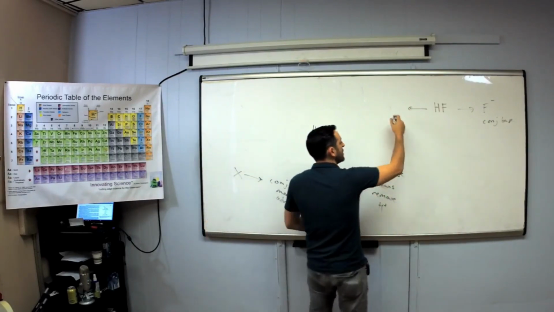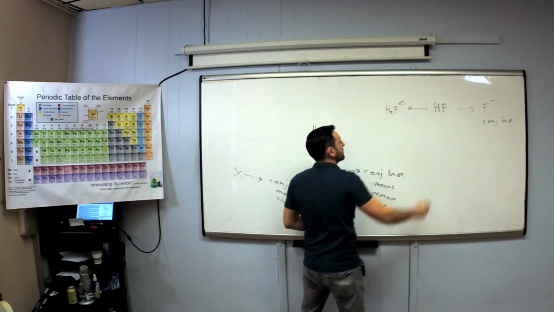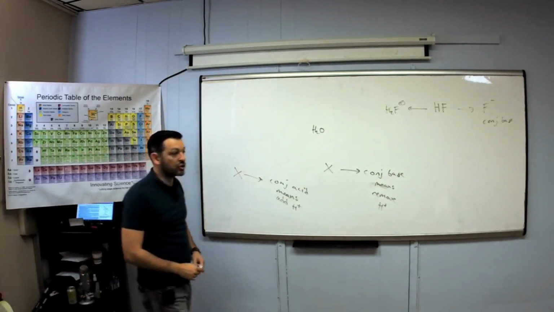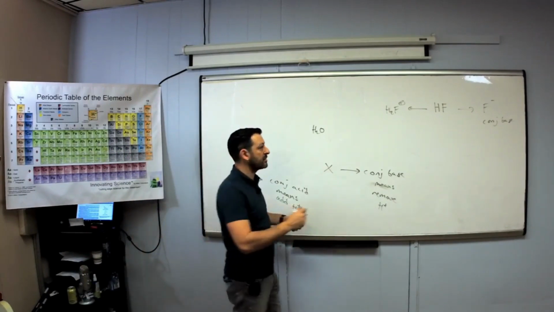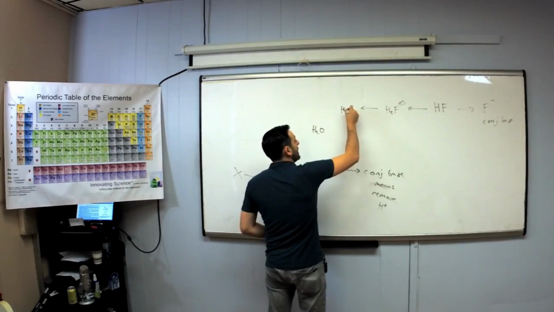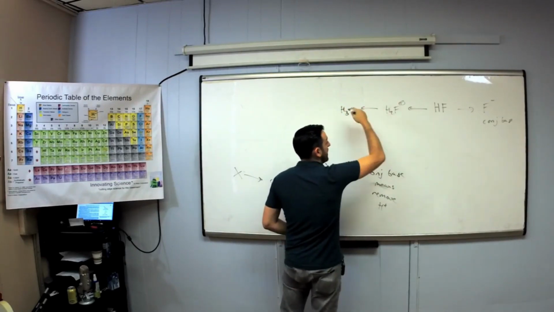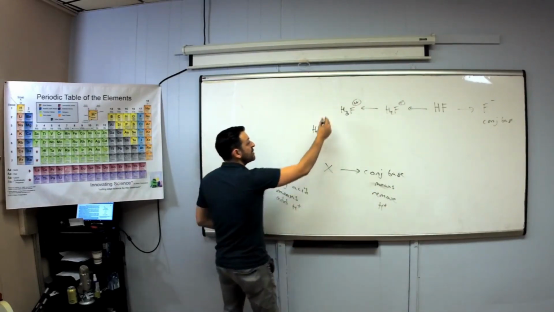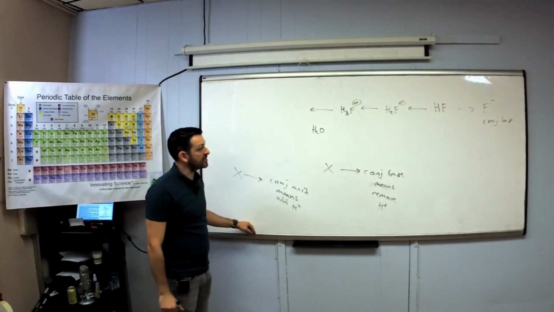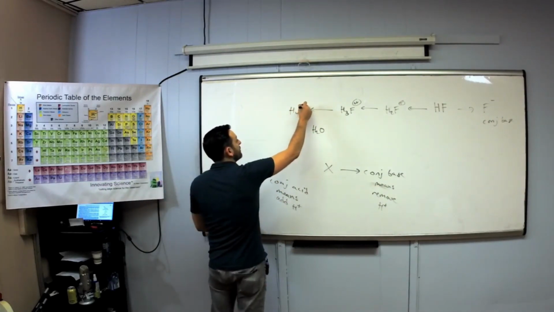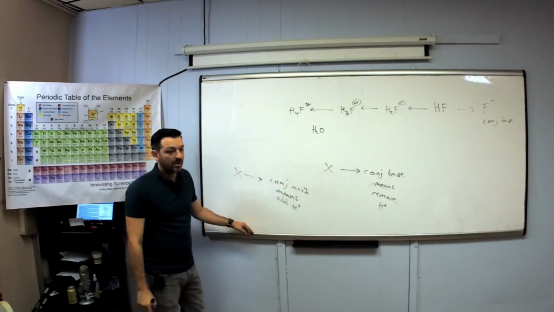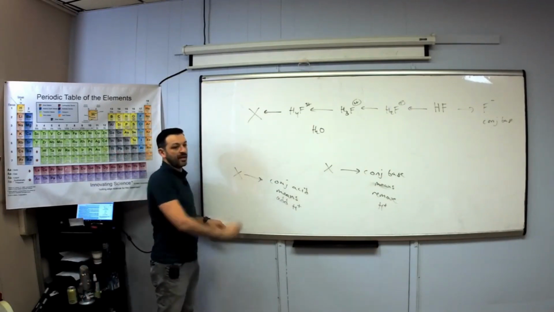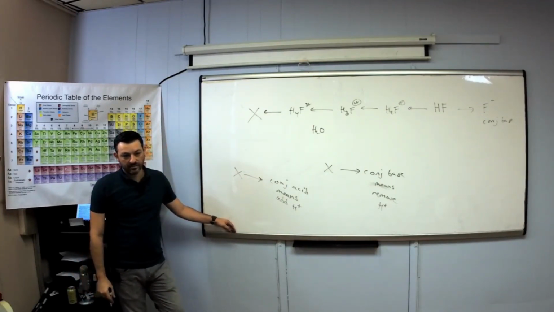So what is the conjugate acid of HF? It's H2F+. What's the conjugate acid of H2F+? Just add on another H+. H3F, and I put another H with a plus, so it's 2+. What's the conjugate acid of H3F 2+? H4F 3+. What's the conjugate acid of H4F 3+? There is no such thing. Does anybody know why?